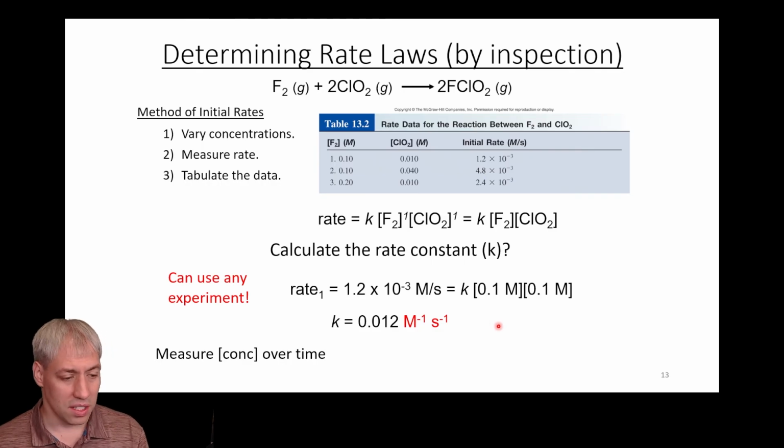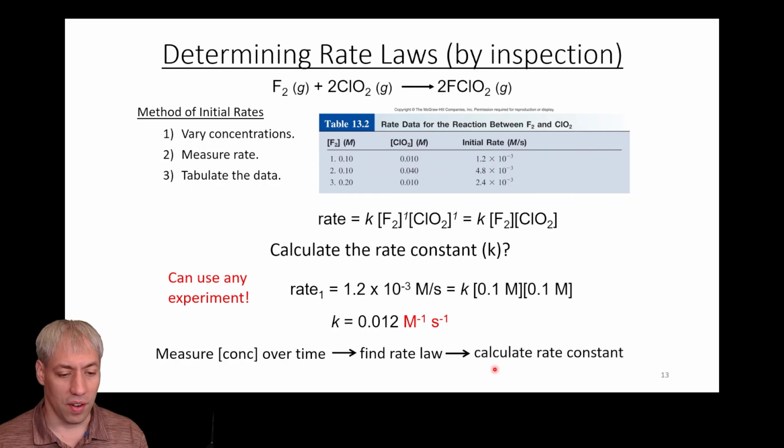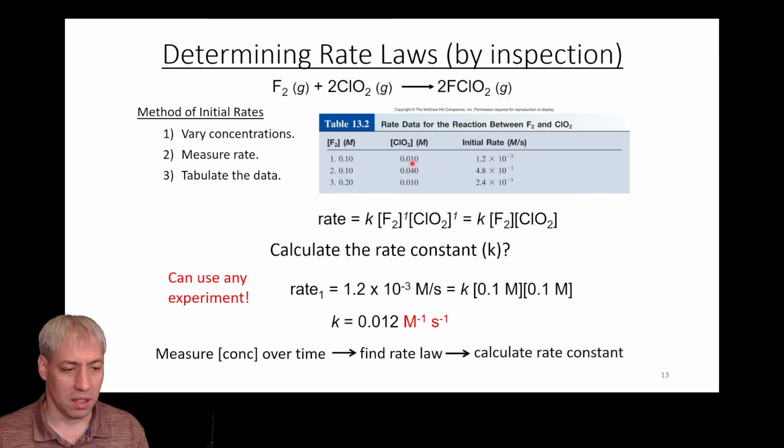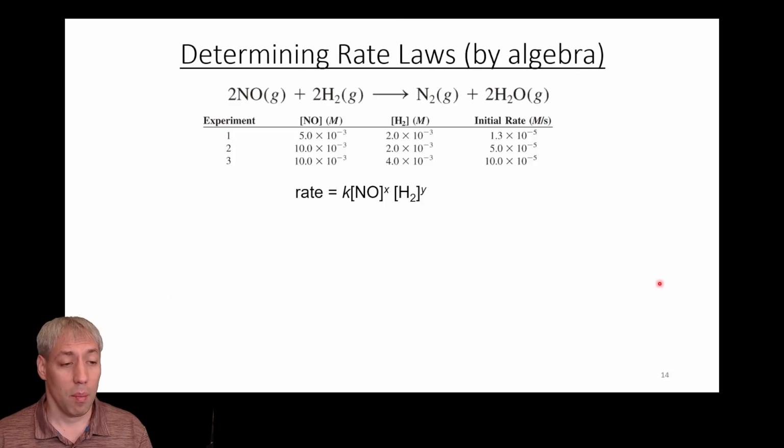And so our steps are: we measured the impact of concentration over time, we found a rate law, and we calculated a rate constant for a given reaction. That was by inspection. We basically looked at the proportionality and said, this changed by 4, this changed by 4. That works really nicely when you have nice round numbers and they change by factors of 2 or 4 or don't change at all. But you can also have ones that are much more messy and complex.